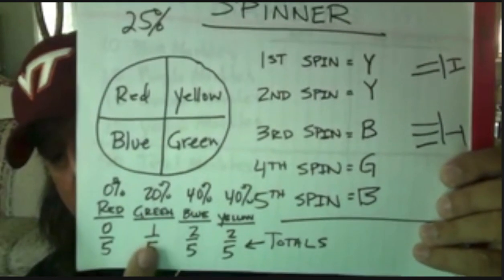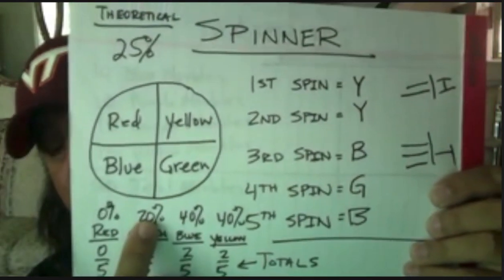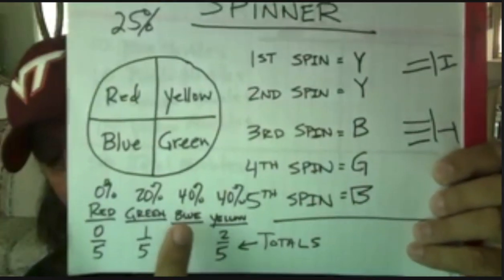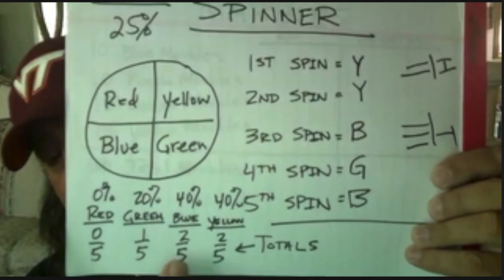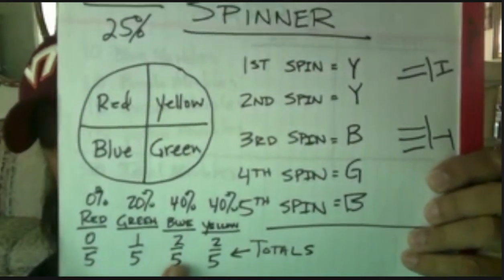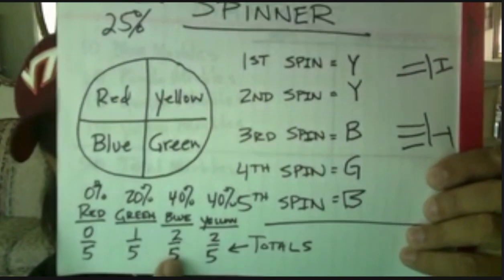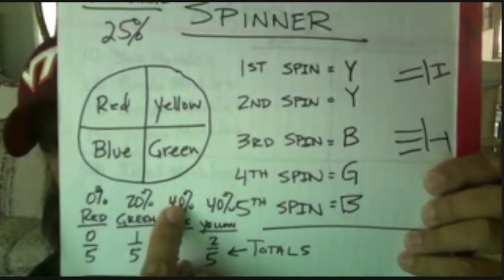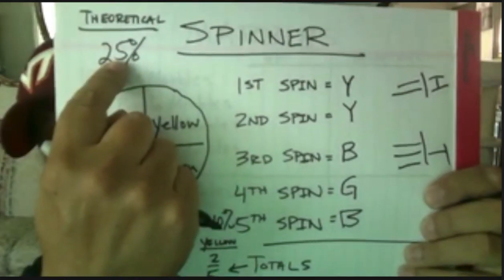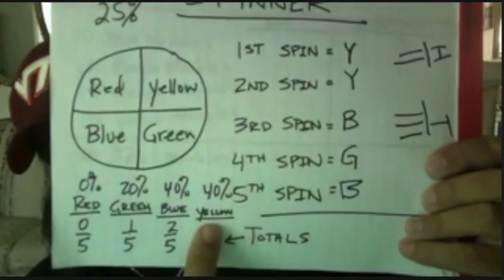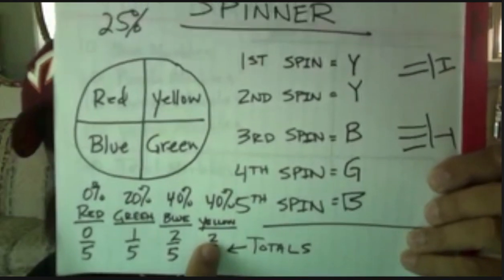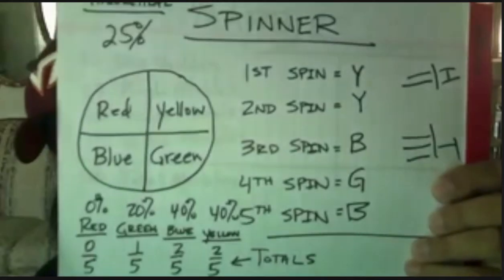Green, 1 out of 5 times, 20%. That's a little less than what you would have expected. When we did blue here, it was 2 out of 5, which is 40%. 2 divided by 5 is 0.4. You guys should know how to convert decimals to percentages, 40% of the time. So that's greater, the experimental probability was greater than the theoretical probability. Here, when we did yellow, that was also 2 out of 5 or 40%. Okay? So this probability was higher than the theoretical probability.